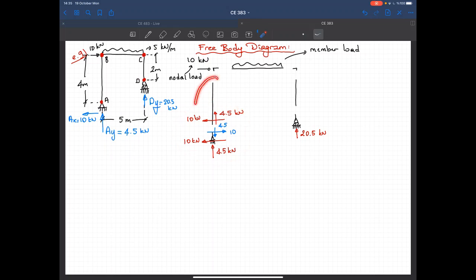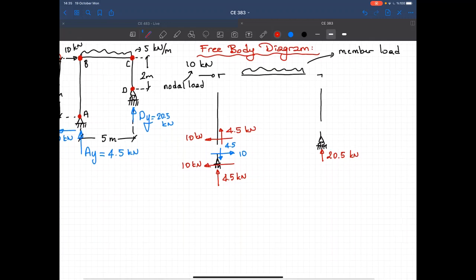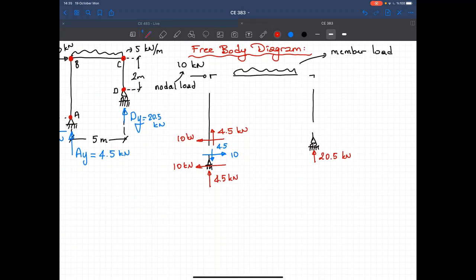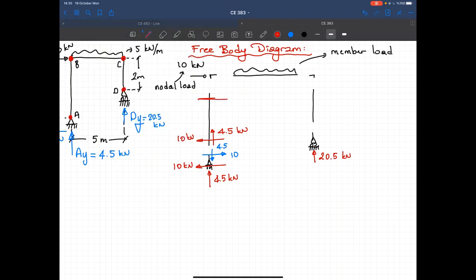Now let's take a look at this member. This member should be in equilibrium. So, yes, let's use it this way. So the force here, the sum of forces in X must be equal to 0. So this should be equal to 10 kilonewtons. The sum of forces in Y must be equal to 0. So I should have 4.5 kilonewtons here.